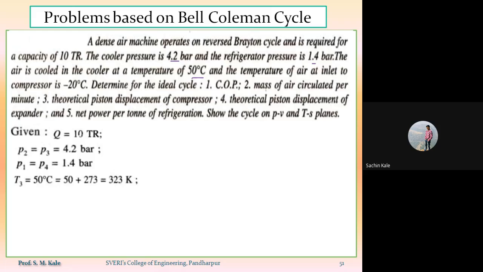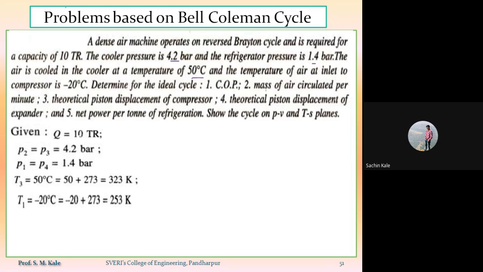And temperature of air at the inlet of compressor is minus 20 degree centigrade. That means which value they have mentioned? Minus 20 degree centigrade. That is T1. So that is nothing but the value of T1. So determine for ideal cycle the COP.